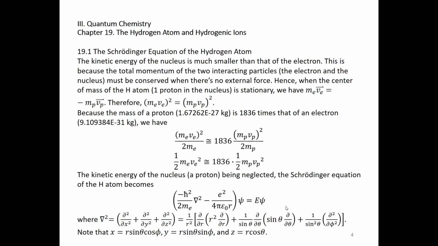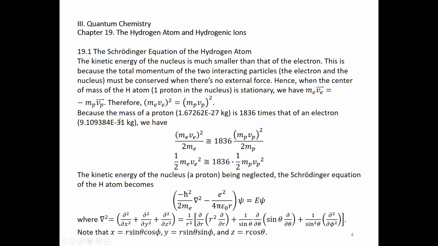The kinetic energy of the nucleus is much smaller than that of the electron. This is because the total momentum of the two interacting particles, including the electron and the nucleus, must be conserved when there is no external force. So when we study just the hydrogen atom, the center of mass of the hydrogen atom is stationary, and we have me times ve equals negative mp times vp. Over here we have the momentum of the electron. Over here we have the momentum of the proton. They should be opposite to each other. We can square both sides. We get me ve squared equals mp vp squared.